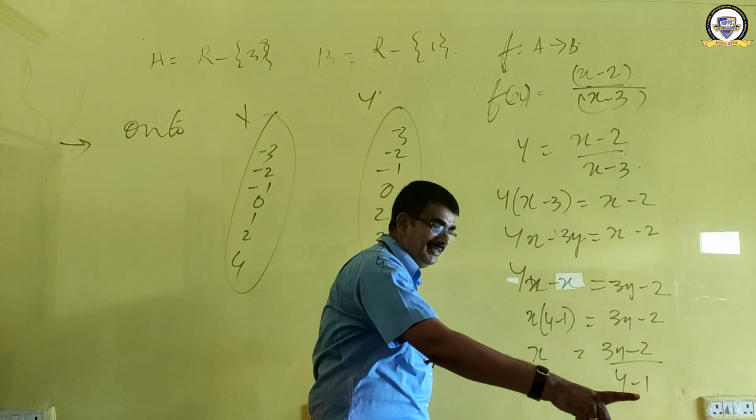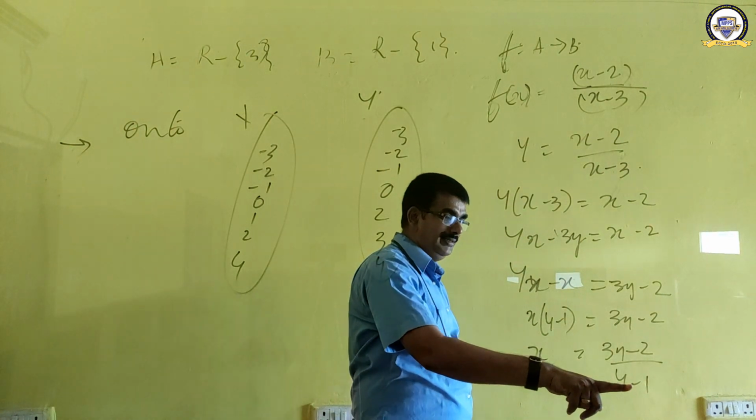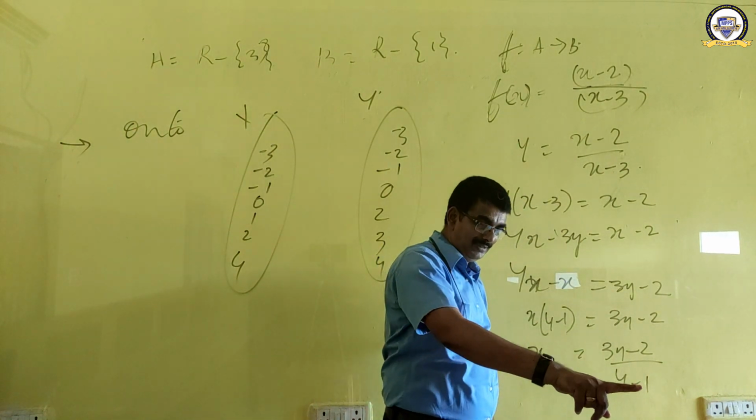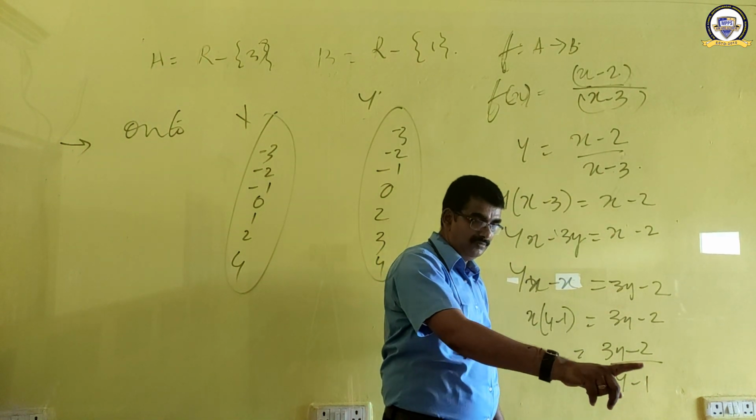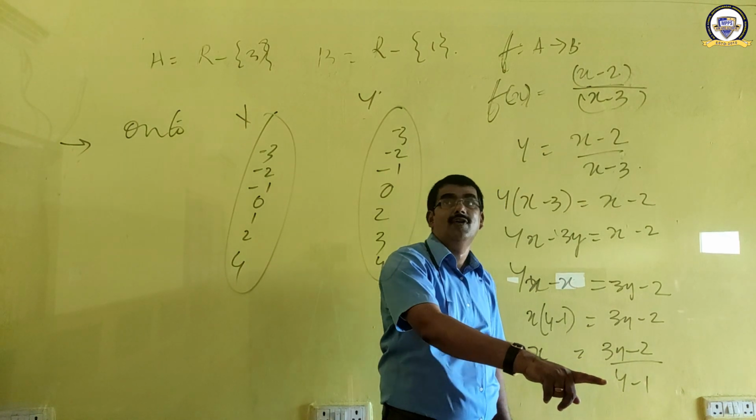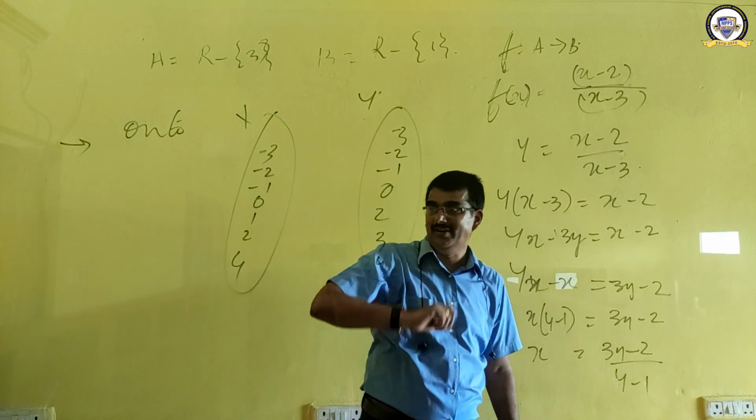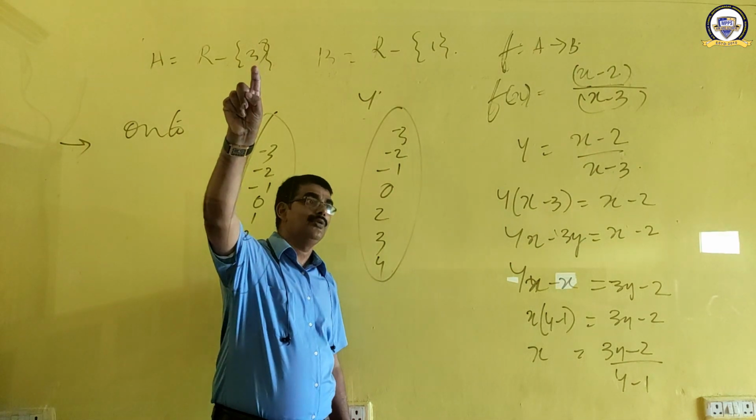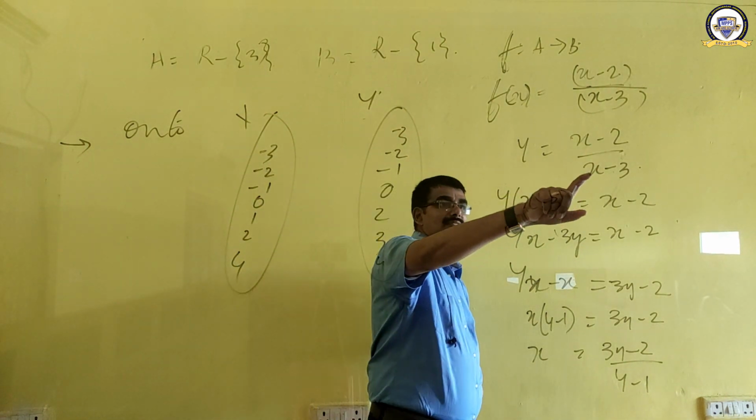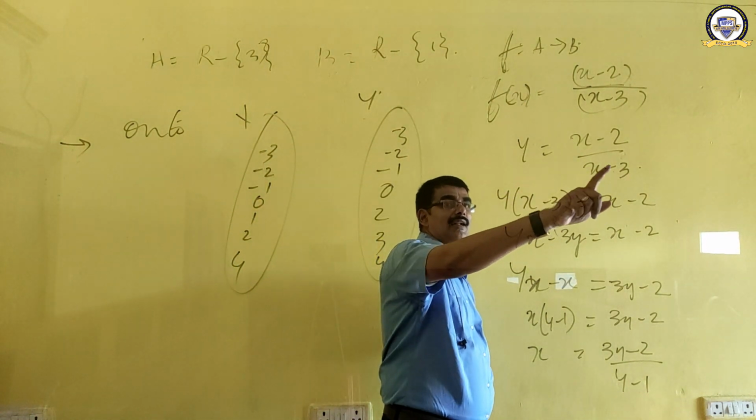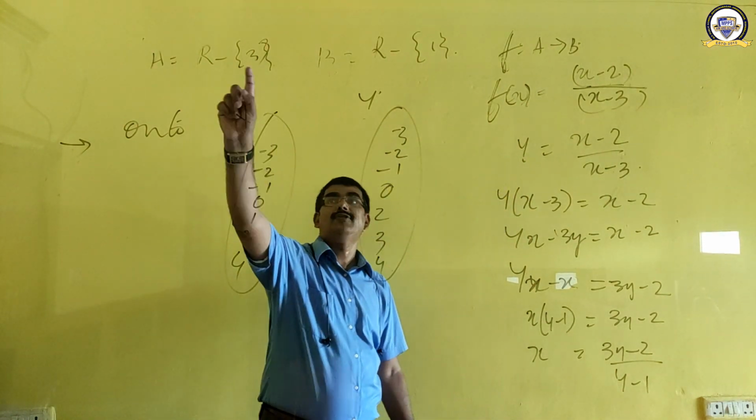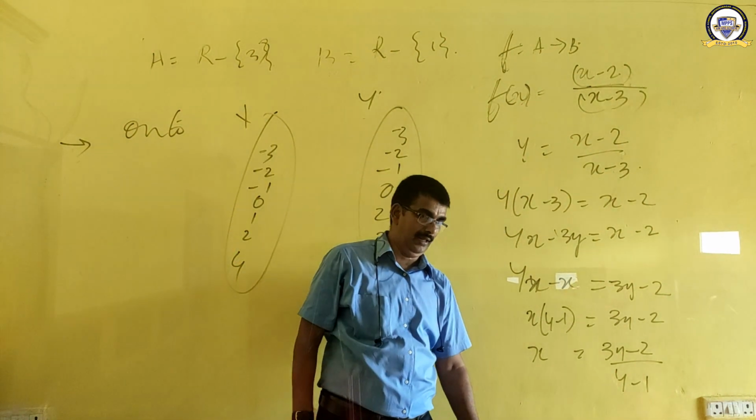See, if y is 1, then y minus 1 becomes 0, and that will be a not defined value. That is why 1 is excluded over here. And here 3 is excluded, because if x is 3, then x minus 3 is 0 and the function will be not defined. That is why 3 is excluded.